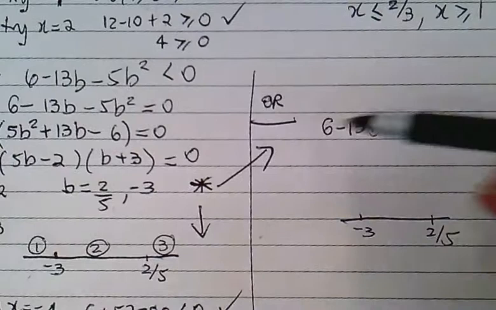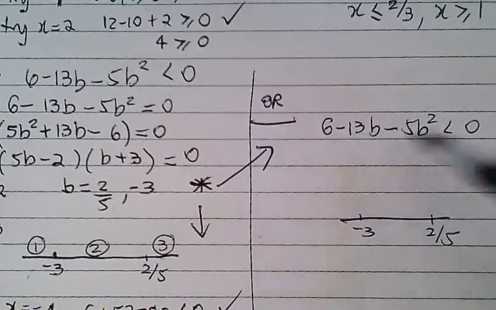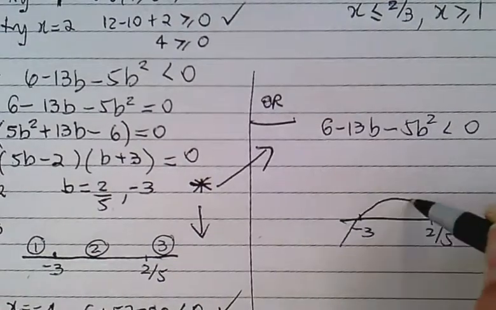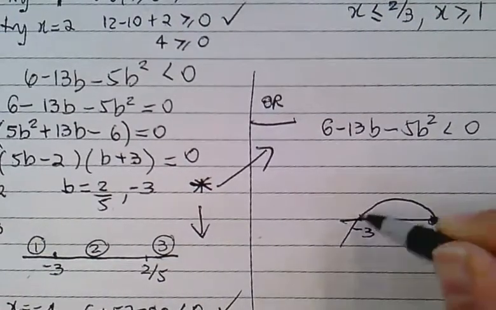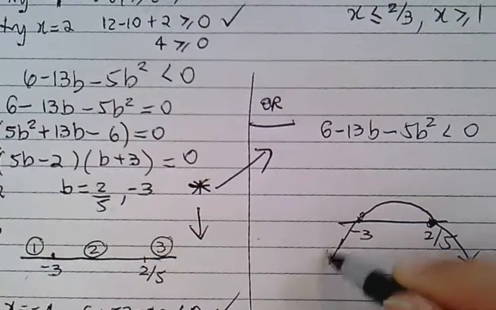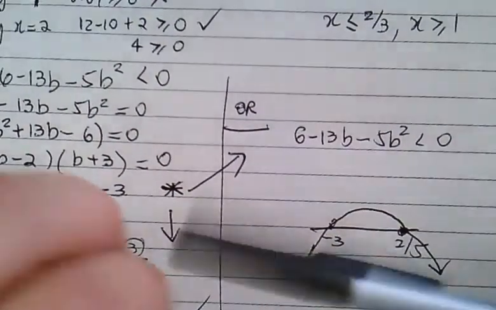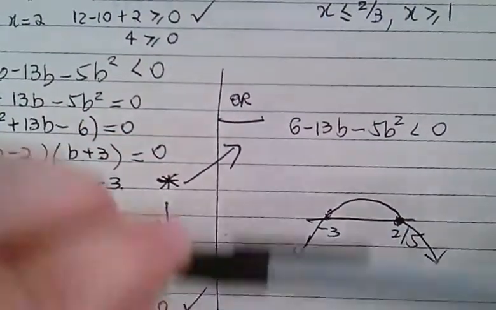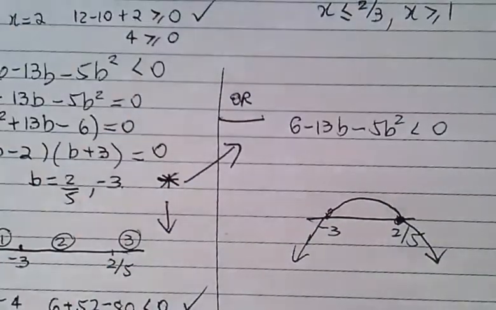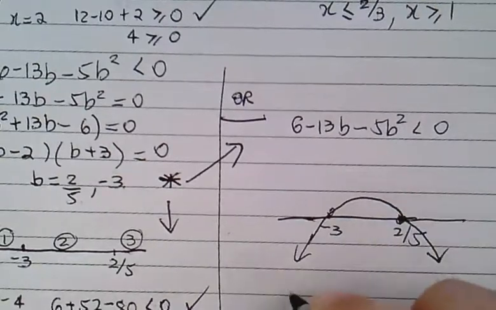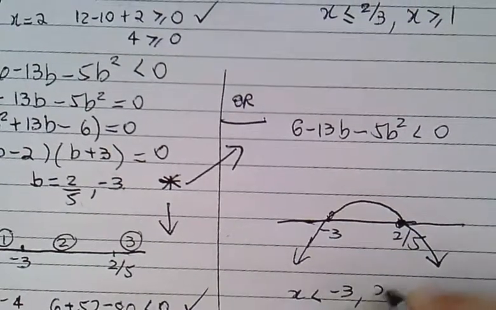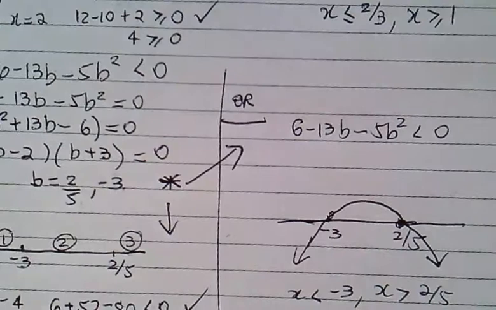And have a look at the equation up there. If you sketch that, is it concave up or down? So concave down. And where is the function less than 0? Where is it below the line? Greater than 0 is above the line. Where does this graph lie below the line? That's what it means. x is less than -3, x is greater than 2/5.